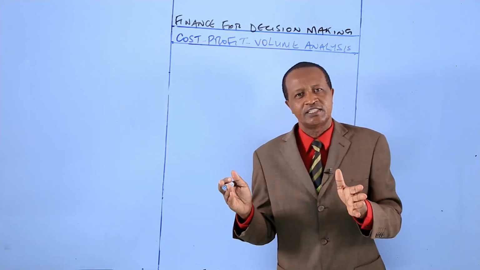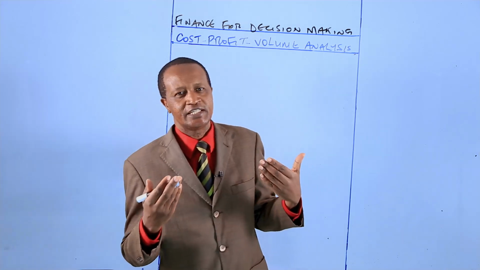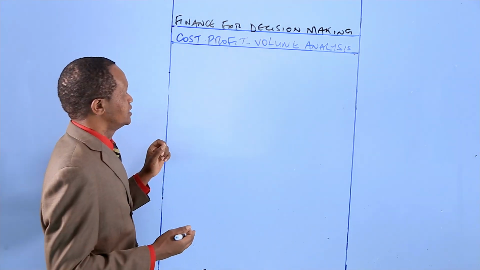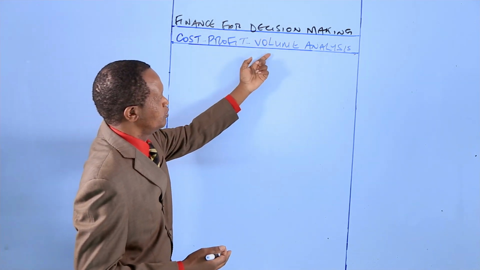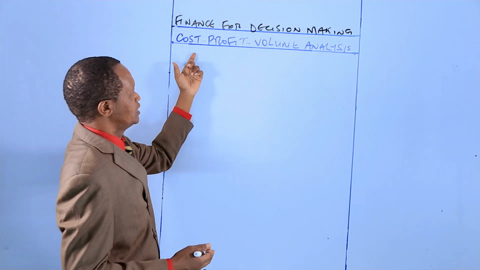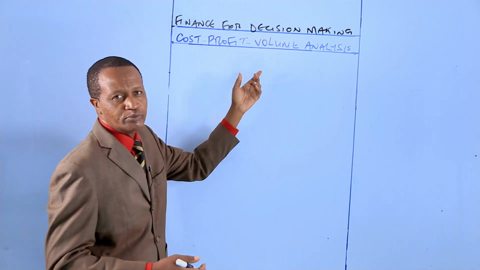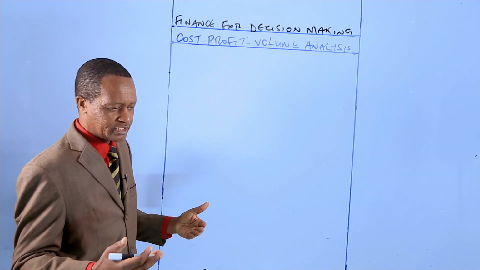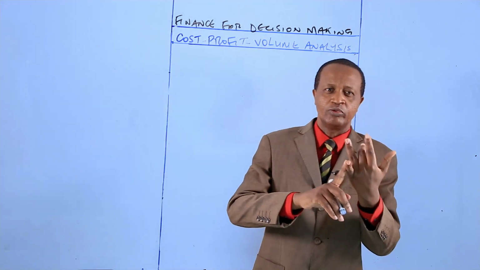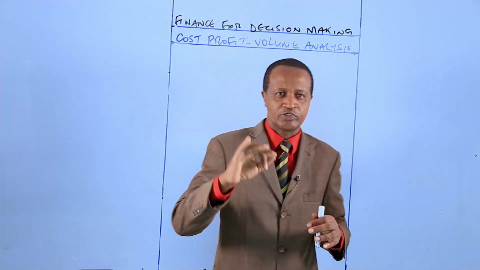This analysis helps managers make informed decisions by assessing how changes in one variable impact the others. How changes in the sales volume will impact the profit. How changes in profit will impact the cost. How changes in cost will impact the volume, and so on. So in this lesson, we study the key components of CVP analysis. We will study the assumptions of CVP analysis and the CVP calculations, three things.